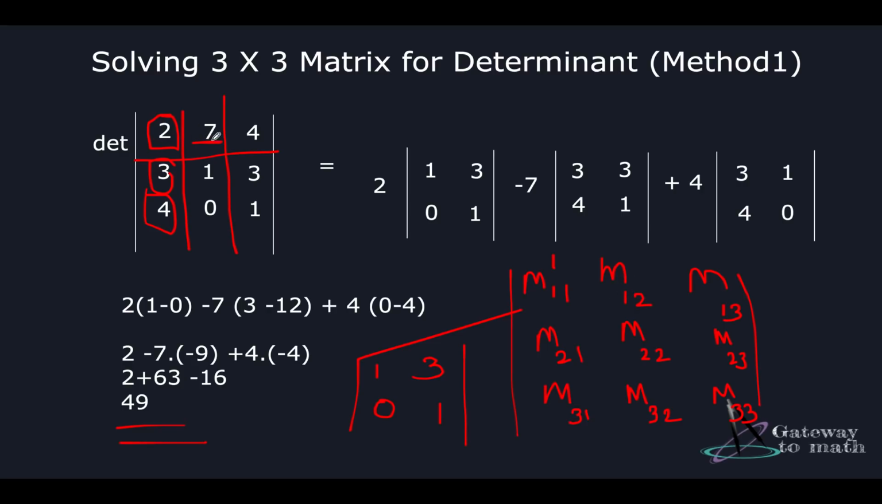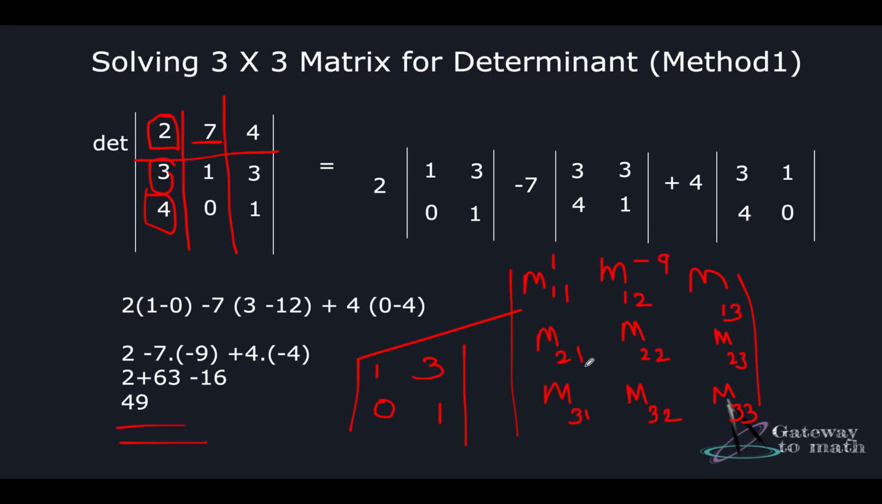Similarly, we can compute M12. M12 is first row, second column, which is 7 in this case. So we skip that, and the minor value here is 3, 4, 3, 1. You multiply 3 with 1, you multiply 4 with 3, which is 12. So it's 3 minus 12, it's minus 9 against this entry. Similarly, you can find the minor for M13.